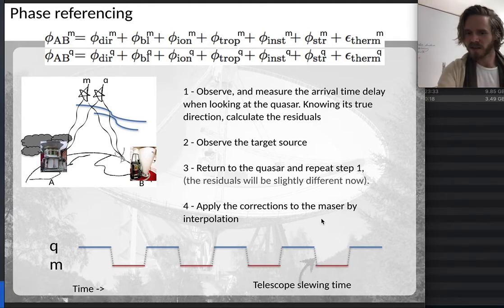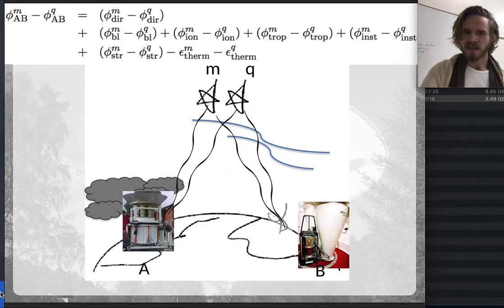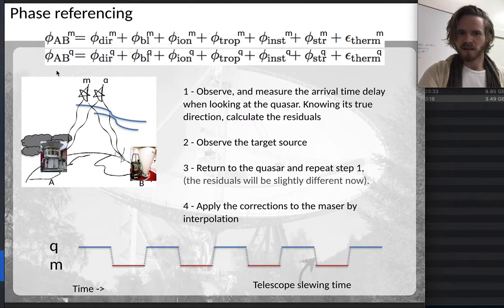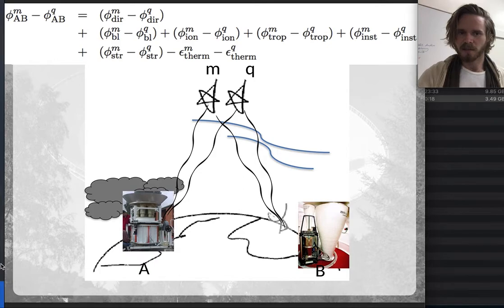and subtracting that number from this, essentially. And I want to convince you why it's that easy, okay? So if you take the total arrival time difference at A and B for the maser and for the quasar, and all of these residual terms, and subtract everything for the maser from everything for the quasar.